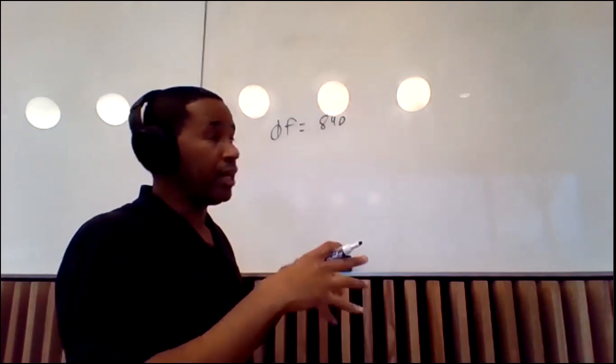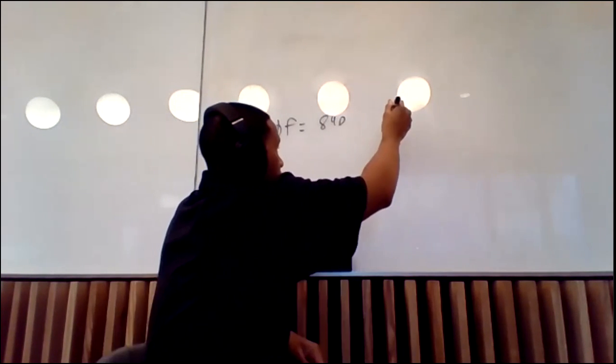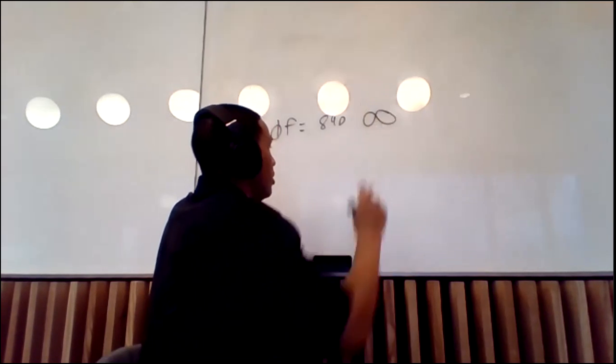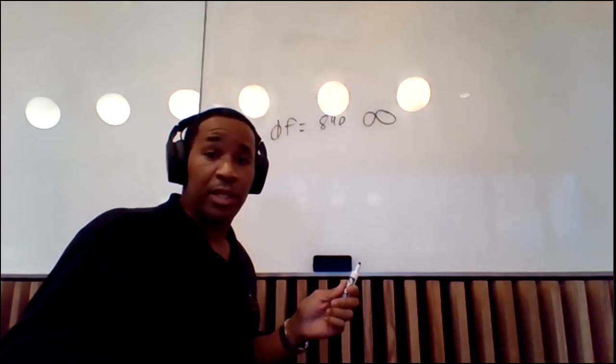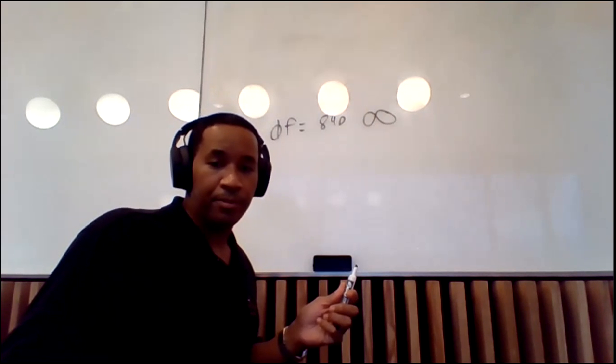Now, hopefully you all remember that when your degrees of freedom is 840, what that means is that we're going to use this infinity symbol, because if you have degrees of freedom which is 121 and above, we're going to use that infinity symbol. Okay.